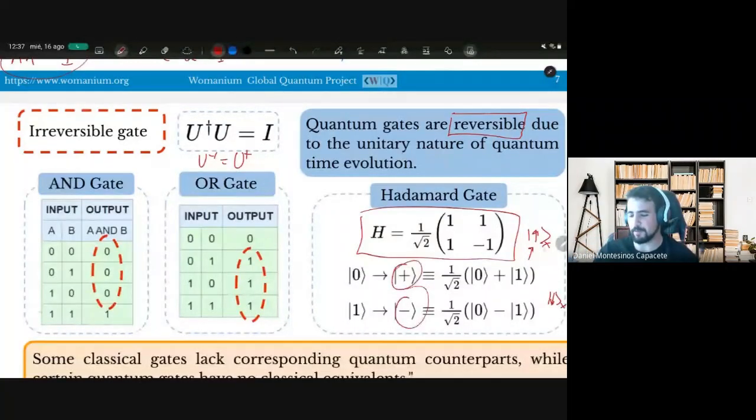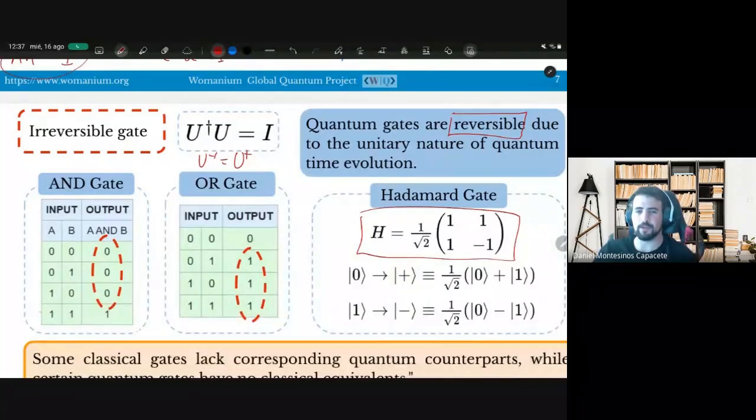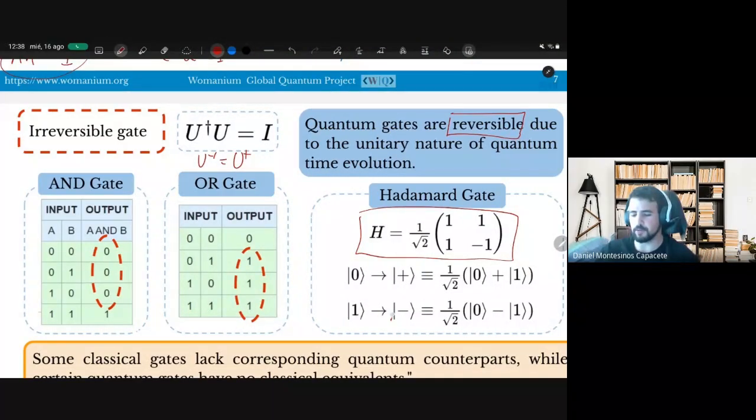But anyway, remember that the way you write things depends on how you want to write them. So always make sure it's very clear what you are referring to. This operation sends your zero state to the plus state and your one state to the minus state. So that's the Hadamard gate.